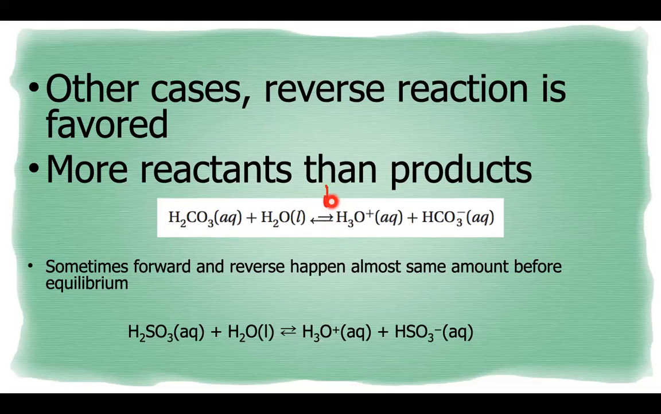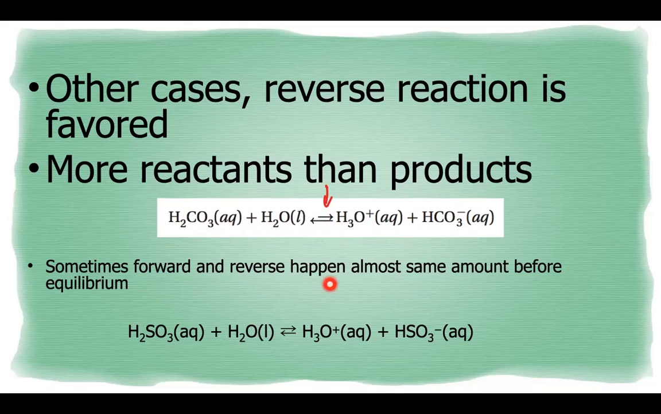How do I know? Double arrows, remember? It's a weak acid, which means its conjugate, what's left over after it donates the proton, is bicarbonate, which means bicarbonate is a stronger acid. So it's going to proceed mostly in the reverse direction, so you'd use a larger arrow for the reverse.